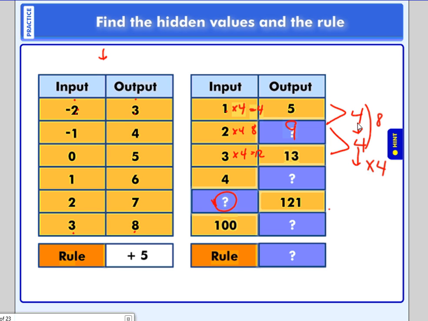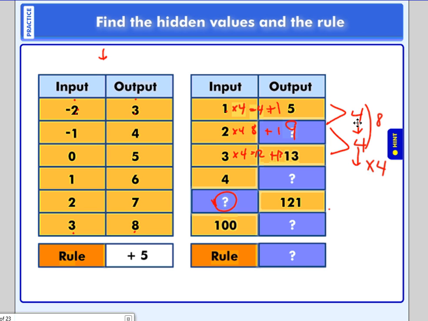I'm starting to notice a pattern here. It gets 4 times bigger every time. 1 times 4 is 4. And 5 is 1 more. 2 times 4 is 8. 9 is 1 more than 8. 3 times 4 is 12. And that is 1 more than 12. So I think I've determined my rule.